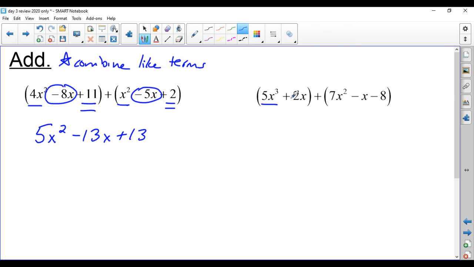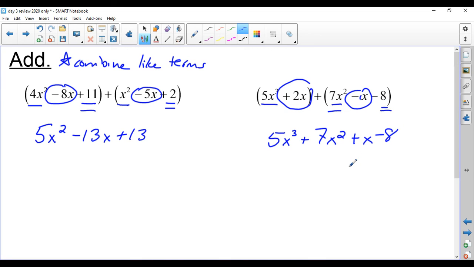Over here, I have the 5x cubed, and there's no like term, so I need to bring that down. Then I have my next term, 7x squared. I have a plus 2x and a minus 1x. 2 minus 1 is 1x. And then I have this minus 8. I usually write these in descending order. Sometimes it helps you keep organized to do so, but you aren't required to do so unless you're asked.